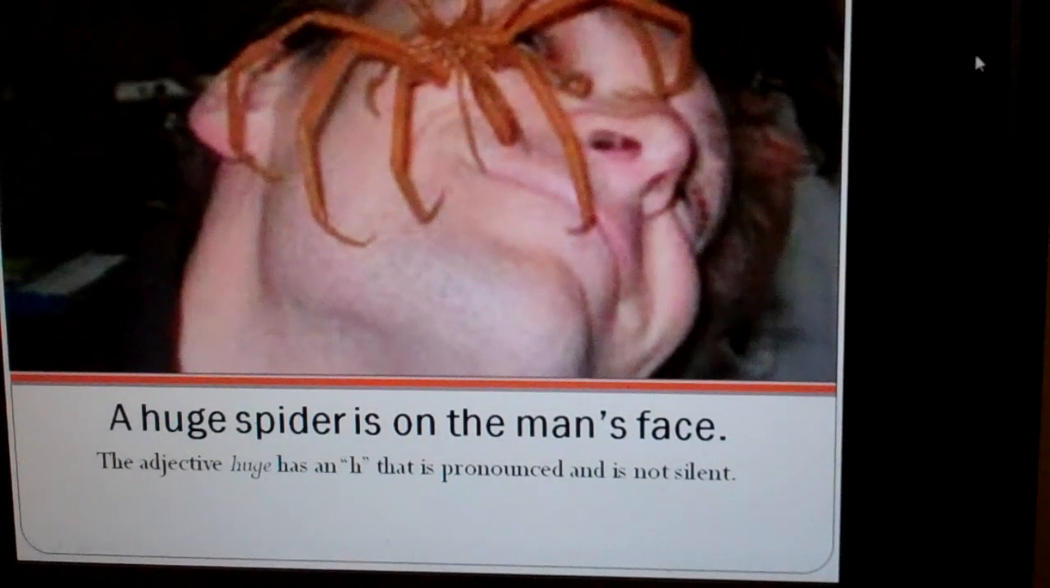This one's a scary picture, isn't it? A huge spider is on the man's face. The adjective huge has an H that is pronounced and is not silent. Huge, huge.